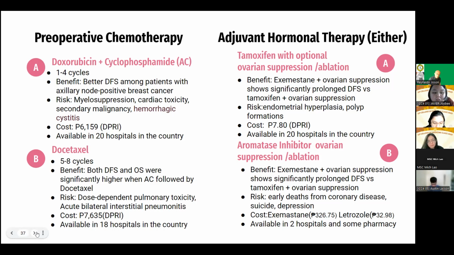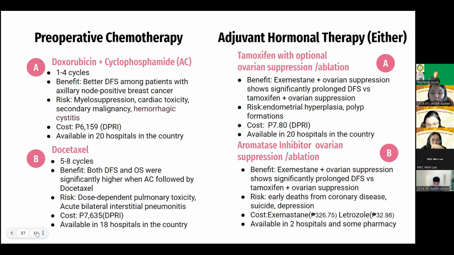For docetaxel, this is given for 5 to 8 cycles. The benefit is that both disease-free survival and overall survival were highly significant when AC, the one we mentioned before, doxorubicin and cyclophosphamide, was followed by docetaxel every 3 weeks. It shows significantly higher disease-free rates and overall survival.